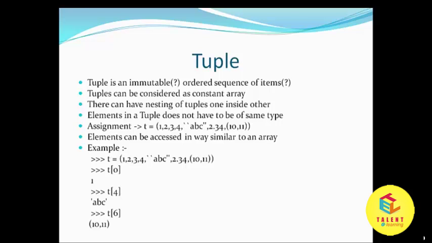Elements can be accessed in a way similar to an array. For example, we initialize T is equal to (1, 2, 3, 4, 'ABC', 2.34, (10, 11)). Then we print T[0], so the value is 1, and then we print T[4], so the value is ABC, and when we print T[6], the output is (10, 11).